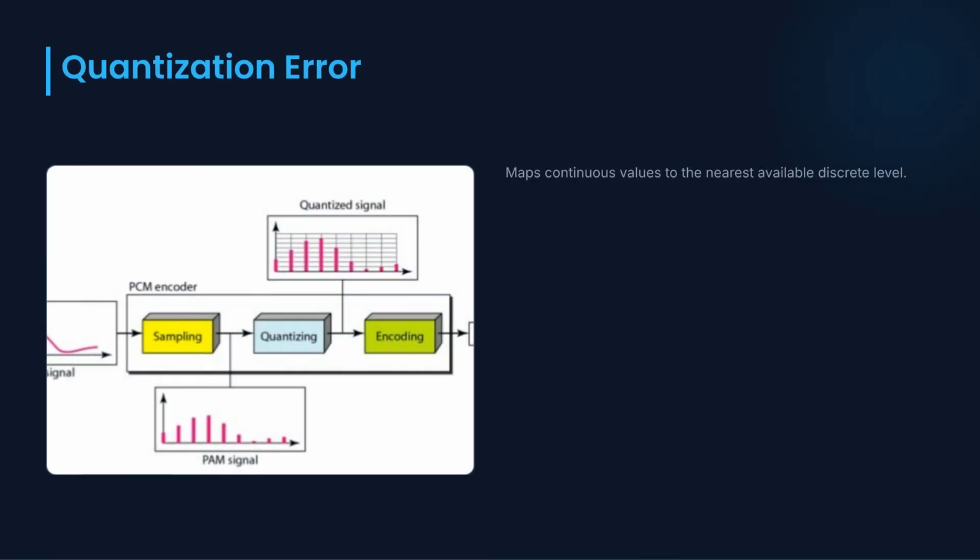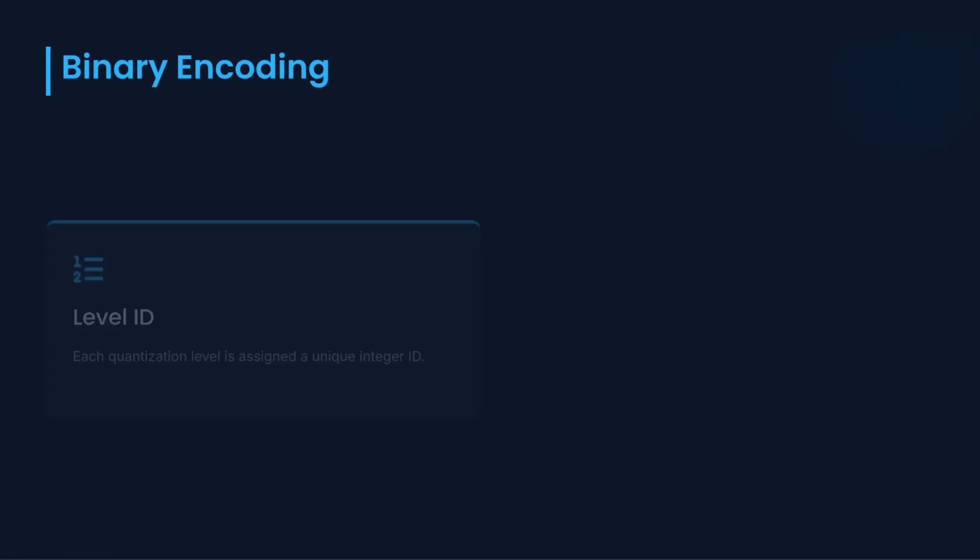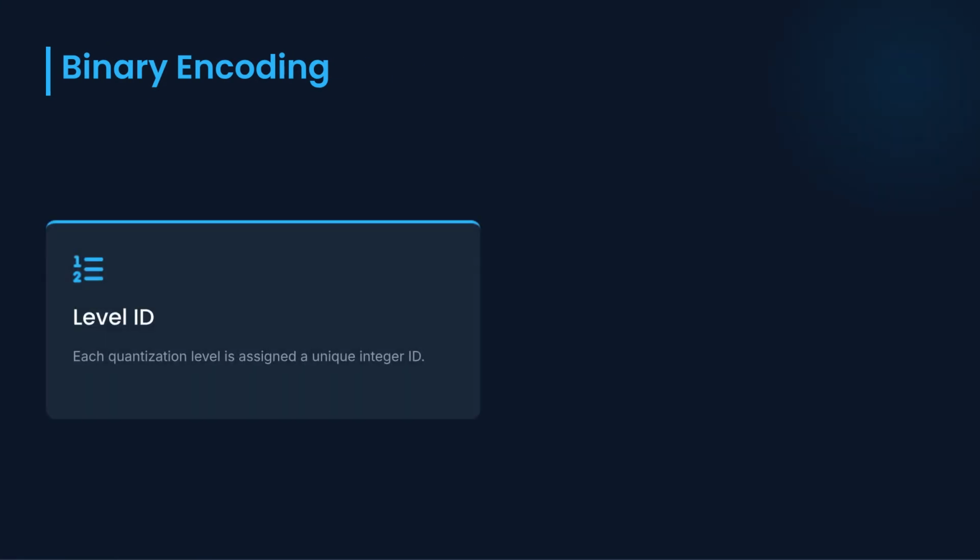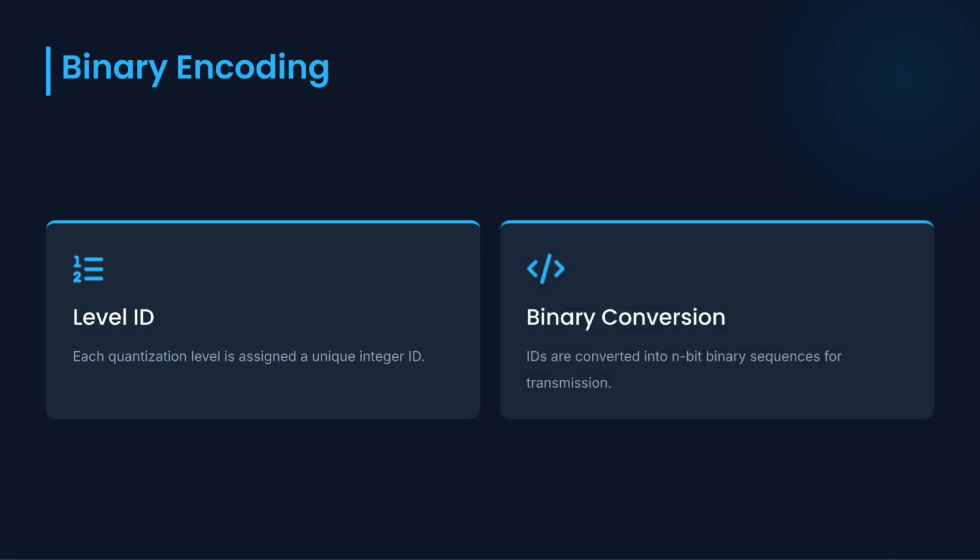Quantization maps continuous analog values to the nearest available discrete level. Quantization error is the difference between the actual analog value and the quantized digital value. Binary encoding first assigns each quantization level a unique integer ID. These IDs are then converted into n-bit binary sequences for digital transmission.